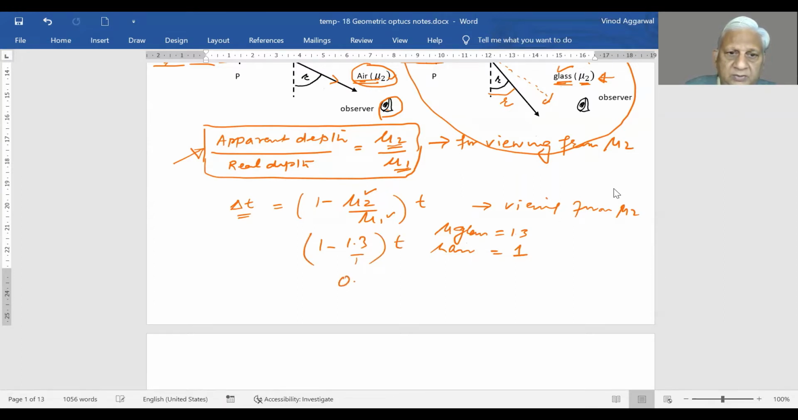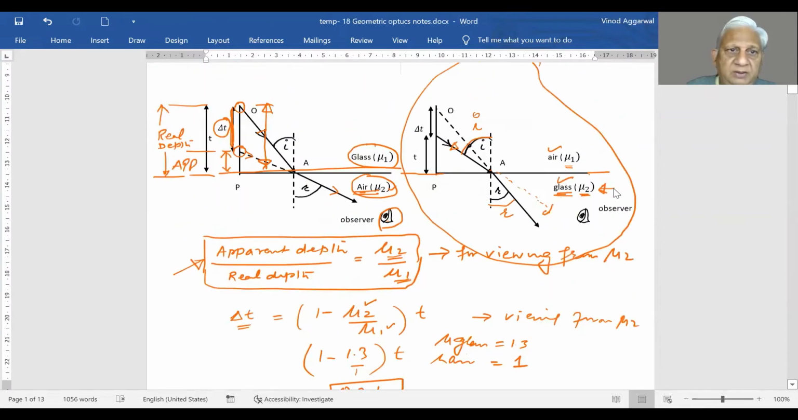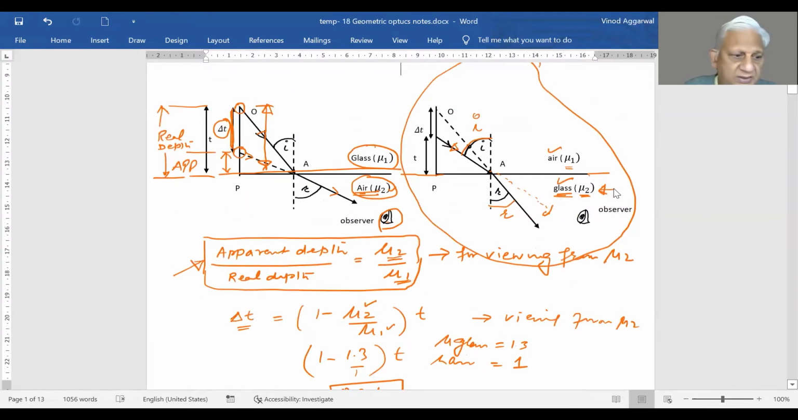So it will be 0.3 times the thickness of the media. What is the thickness of the media? This is the thickness of media.